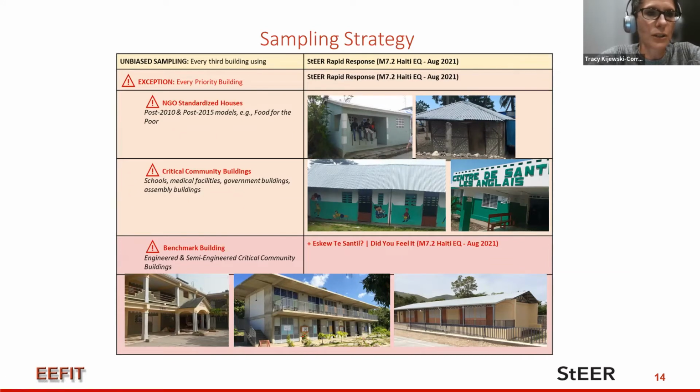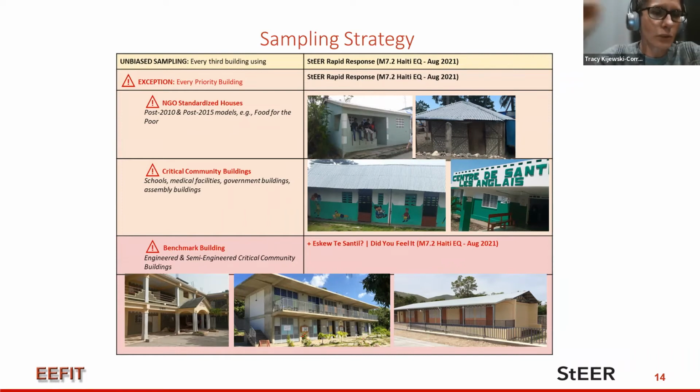Essentially, at the first tier, the yellow bar is an unbiased sample taking every third building. So the assessors would be directed to a geographic area of interest for the day. They'd be instructed to sample every third building on their segment of an assigned road using what we call the STEER Rapid Response app. This is an app that's open. Anyone on the call here can have access to the app and the data. Then we had 2 exceptions built into that protocol. Exception number 1, if they came across what we called a priority building, this would be a building that was likely built by an NGO using a standardized floor plan, such as a Food for the Poor house shown in one of these images here.